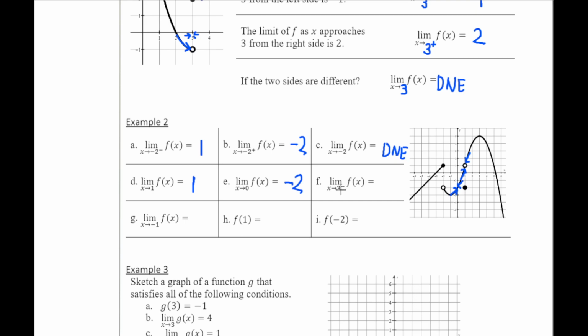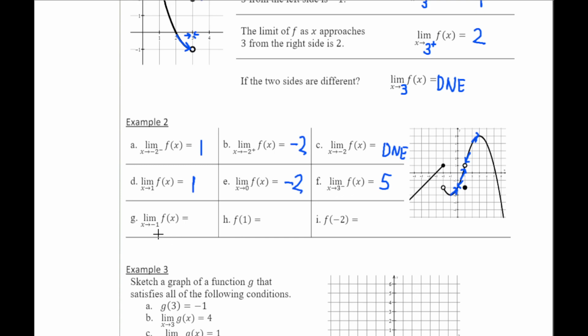Limit as x approaches 3 from the left. So 3 is right here. From the left, you're approaching a y value of 1, 2, 3, 4, 5 right here. In this case, you can see the left-hand limit and the right-hand limit both approach the same value, but they're just asking for the left-hand limit, which is 5. But if it was the right-hand limit, it'd be a 5 as well. And if they ask for the general limit as x approaches 3, it would still be a value of 5.